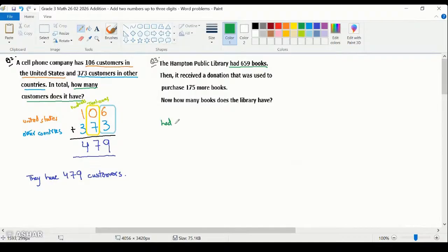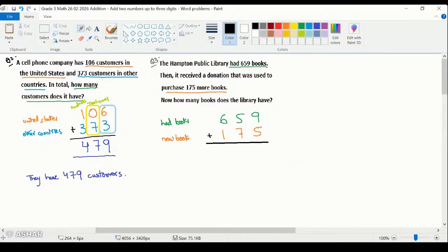They already had books which were 659. It received a donation that was used to purchase new books. How many new books were purchased? 175 new books were. Perfect. Thank you. So when we need to add them together, we need to find the total number of books that were there in the library.